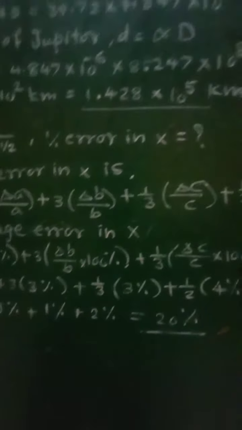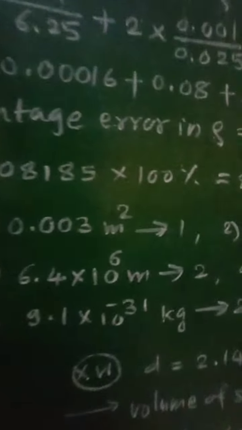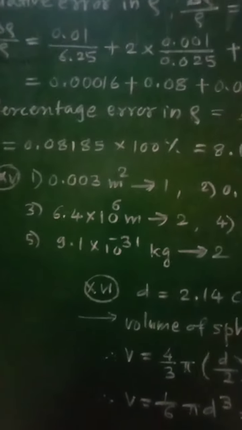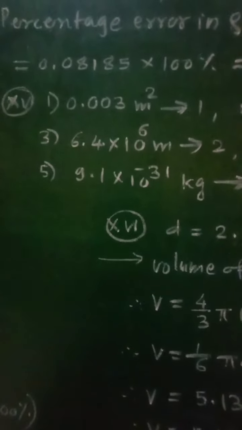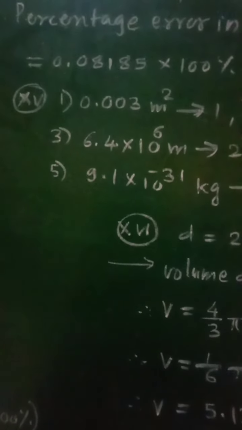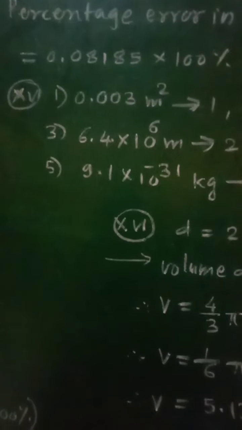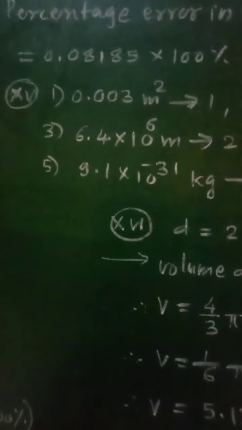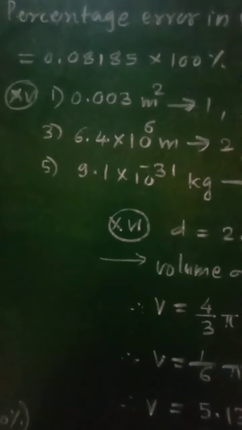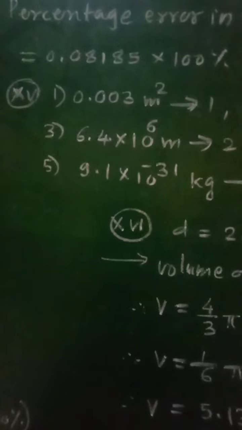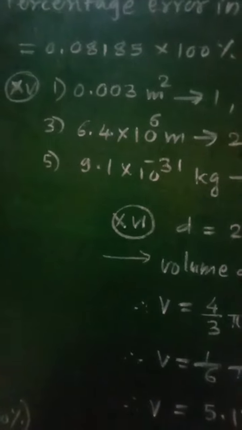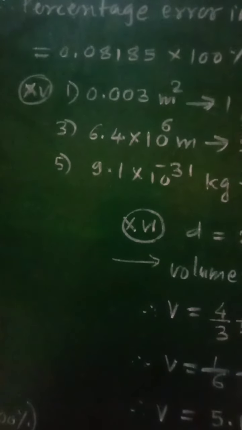Then we will go for the next numerical, numerical number 15, which is stated as: write down the number of significant figures in the following. Some of the measurements are given here, like 0.003 meter square, then 0.1250 gram per centimeter square.